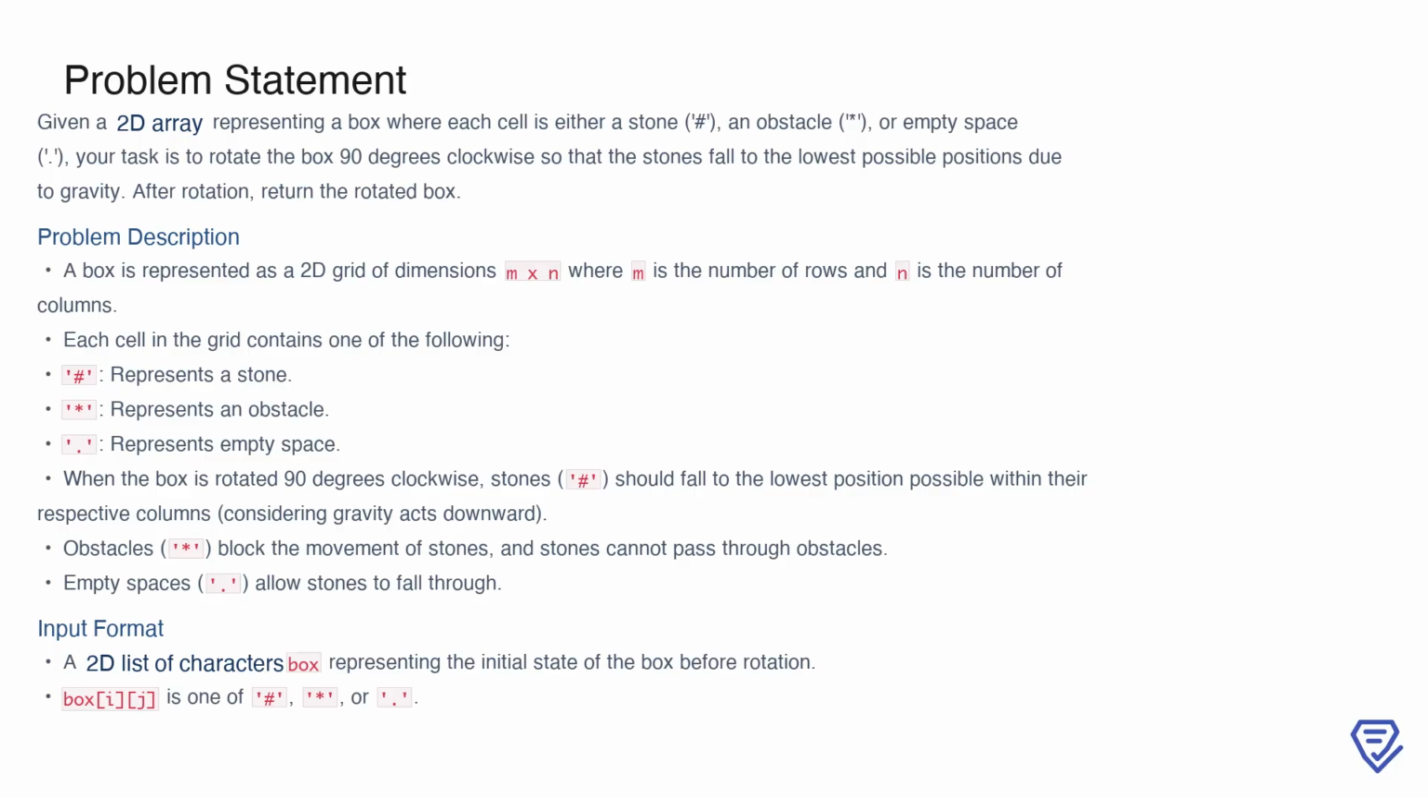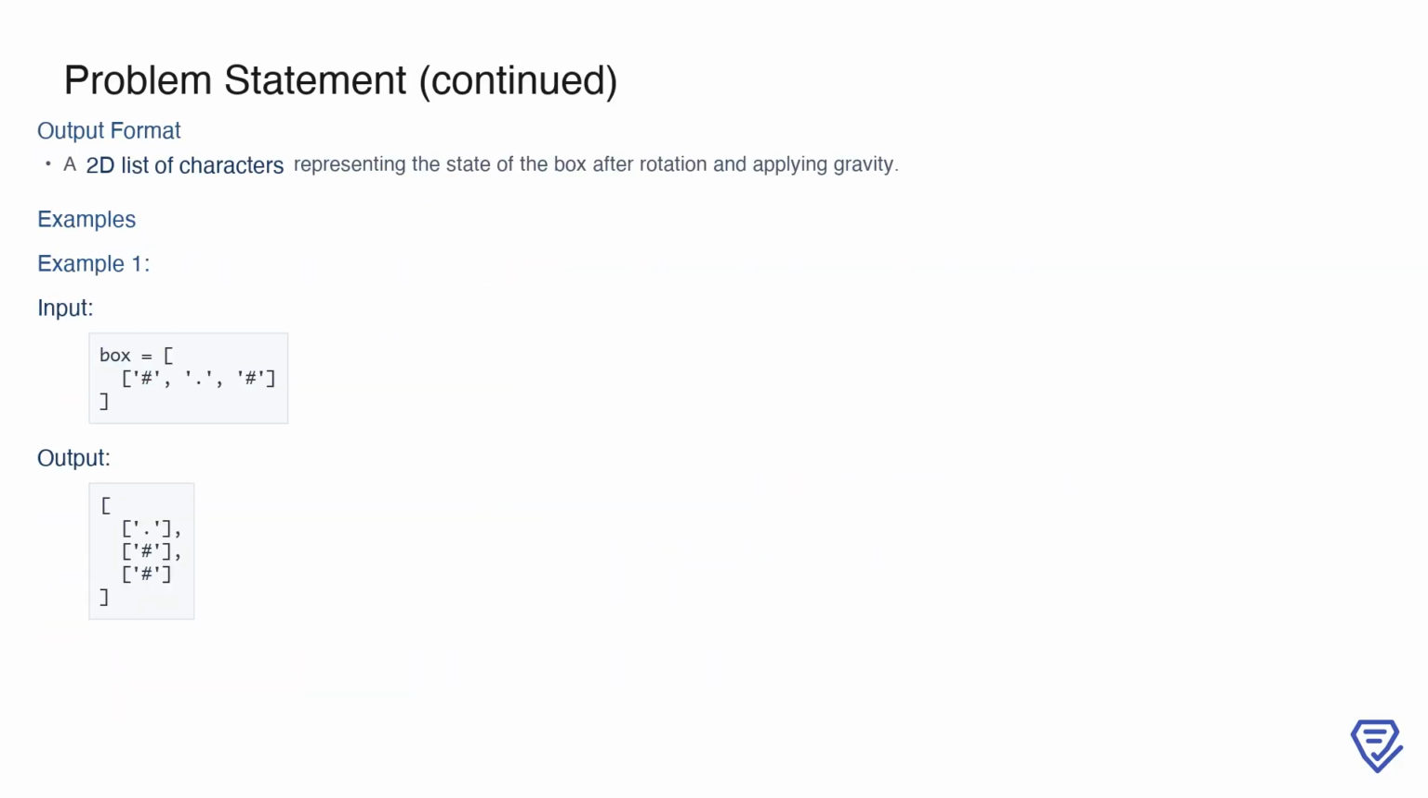The output we need to return is the transformed 2D grid after applying both the rotation and the gravitational effect. The output of this transformation should be another 2D grid that shows the final state of the box after it has been rotated and the stones have fallen. To illustrate this, let's look at an example.